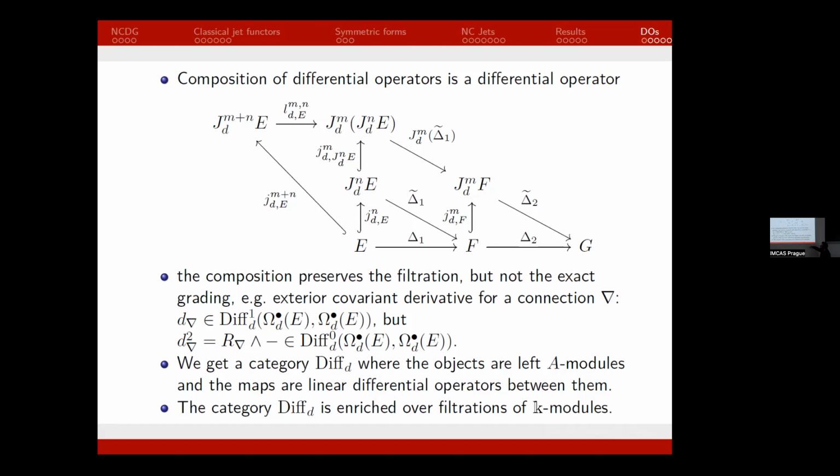Okay, so we have a composition, we have the identities because they are linear maps, so we have a category, and it's a category that is enriched over filtration.